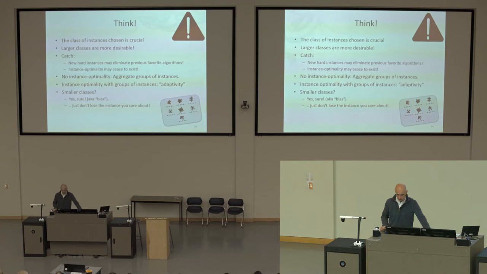But there are so many different choices. If you make the distributions different, then you have to change the design of the algorithms and the results are going to change. If you make the class bigger in certain ways, then you have to change the algorithms. So you might think, let's choose the largest possible class. But that might render the problem just impossible. Or you might think, let's choose the smallest possible class. But then you have to be careful so that the instances that you really care about are included in your class.